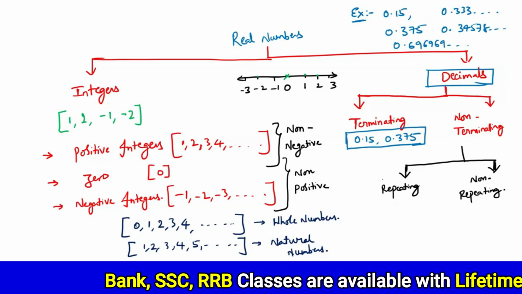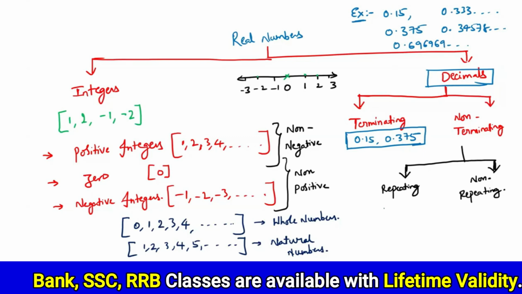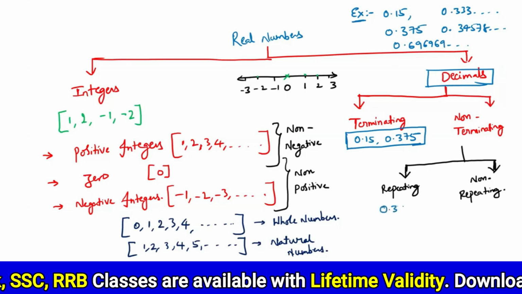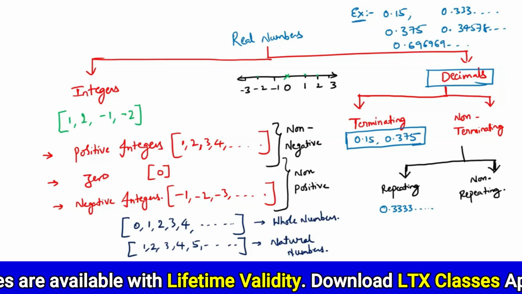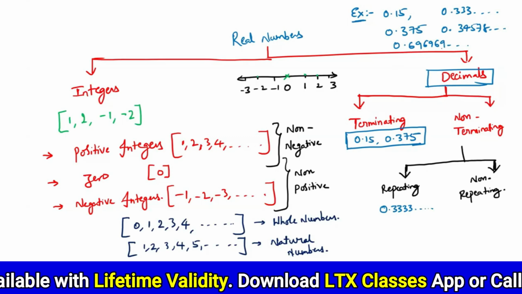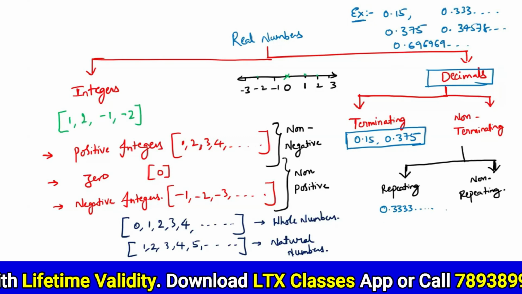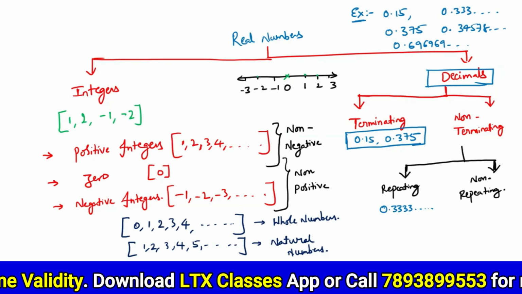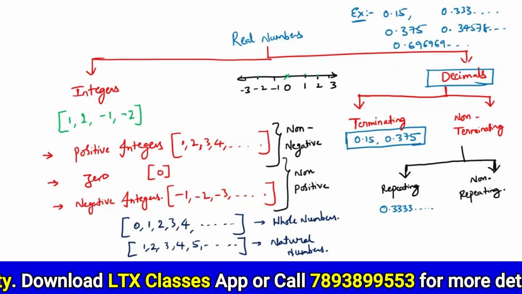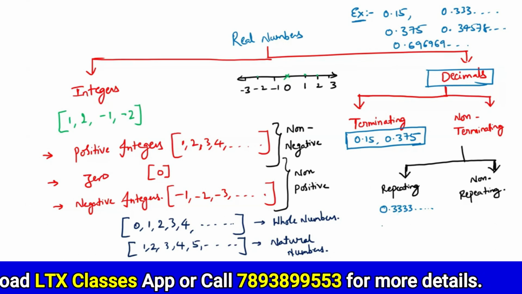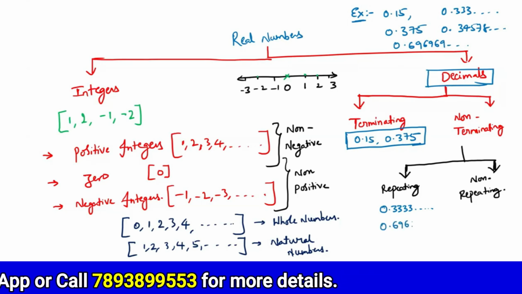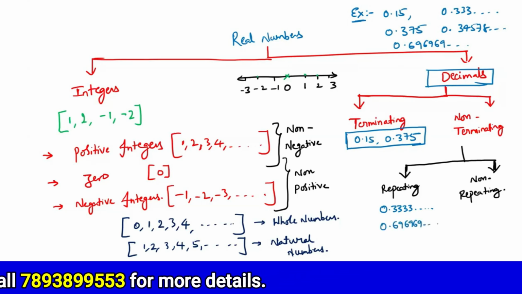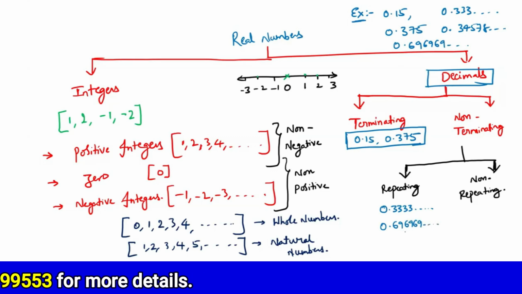Repeating decimals means the digits keep repeating, like 10/3. 0.3333 and so on. I am picking the examples from all the examples I have written at the top. 0.33333 will be called what? Non-terminating repeating decimal, because after the decimal point, the number 3 is getting repeated. Same in the case of 0.696969 and so on. This is also a repeating decimal.